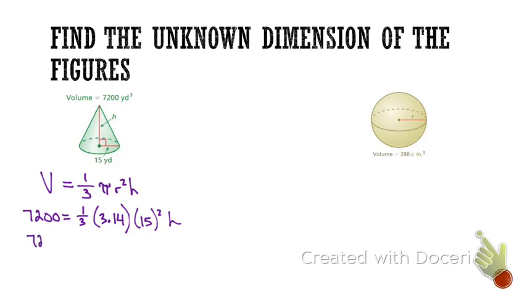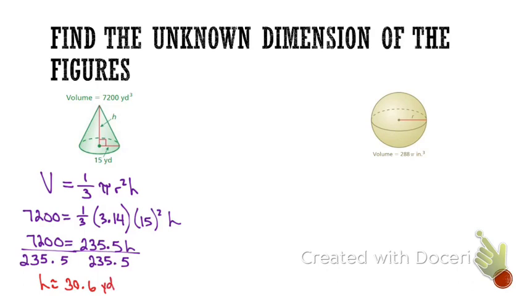So I have 7,200 equals 235.5 h. And remember, I got that because I did my multiplication and then I divided by 3. Now divide both sides by 235.5. 7,200 divided by 235.5. All right, and again, most of the time it's going to say round to the nearest tenth. So I would say the height is approximately 30.6 yards.